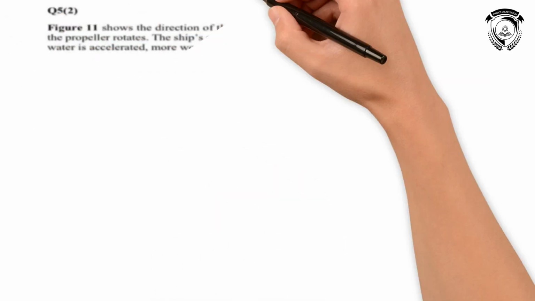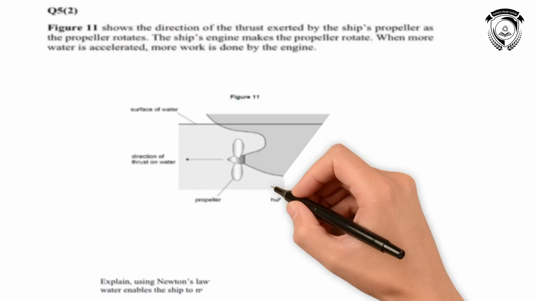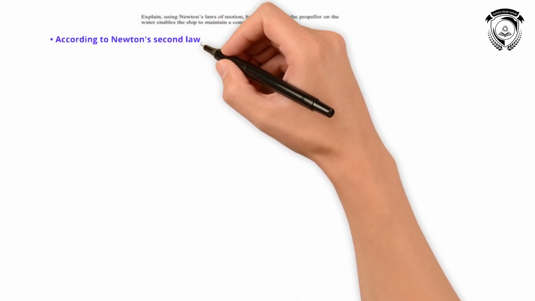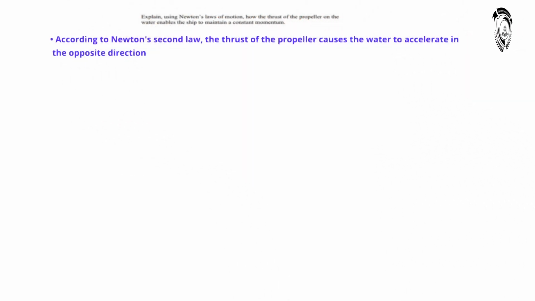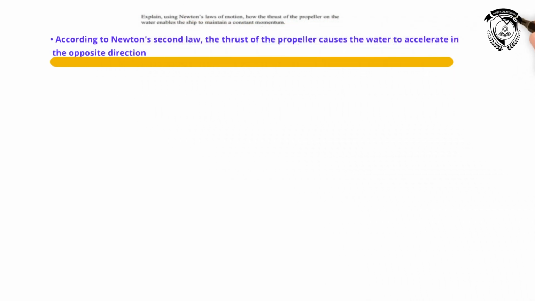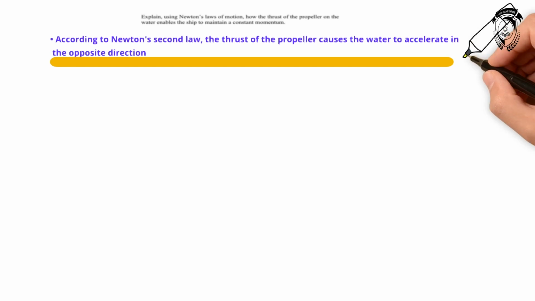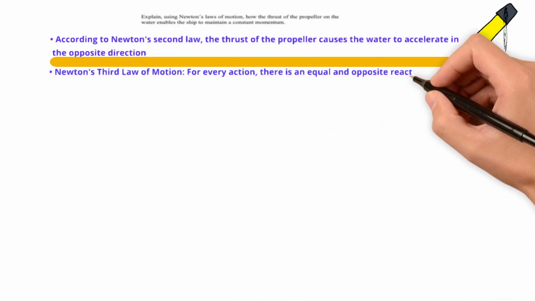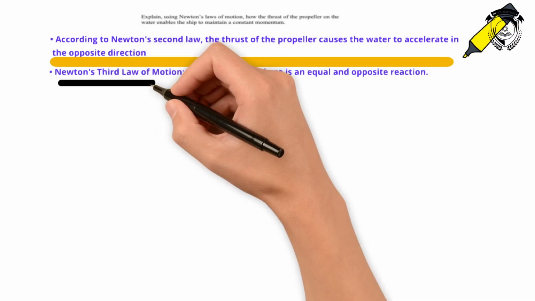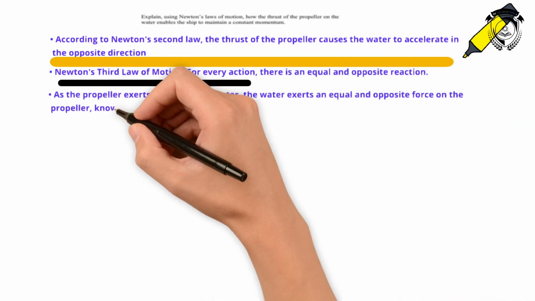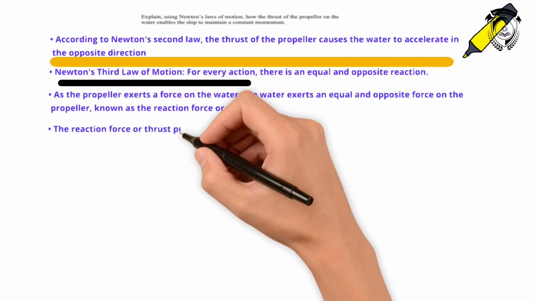Question 5.2. According to Newton's second law, the thrust causes the water to accelerate in the opposite direction. And the third law tells you that every action has an equal and opposite reaction. So therefore, this propeller exerts a force on the water and that causes the ship to move in the forward direction. So that means an equal and opposite force to the accelerated water.